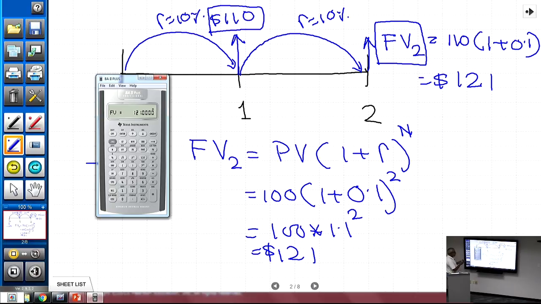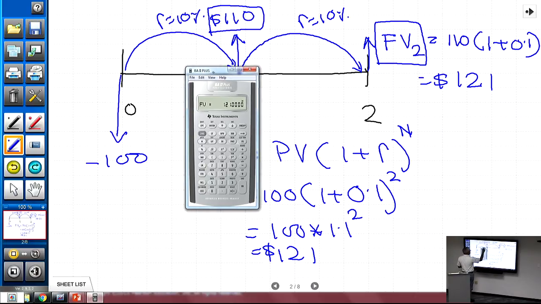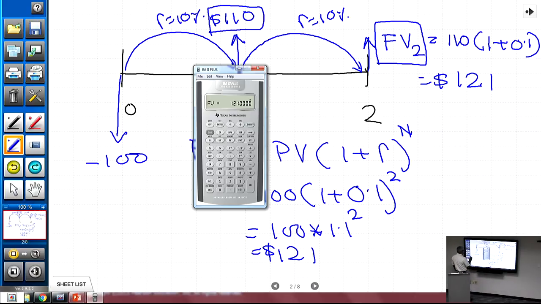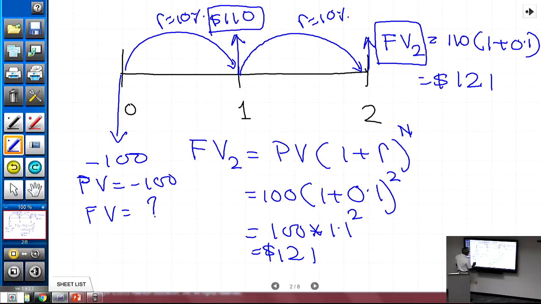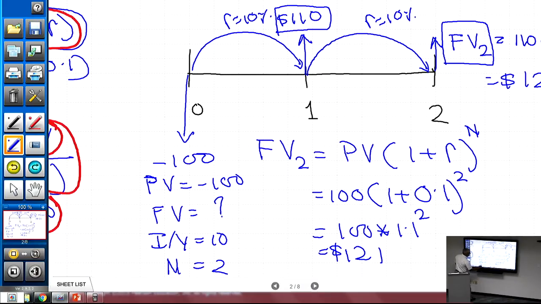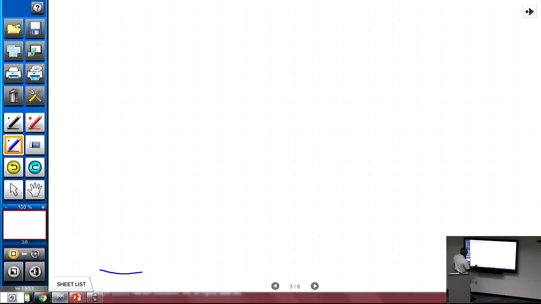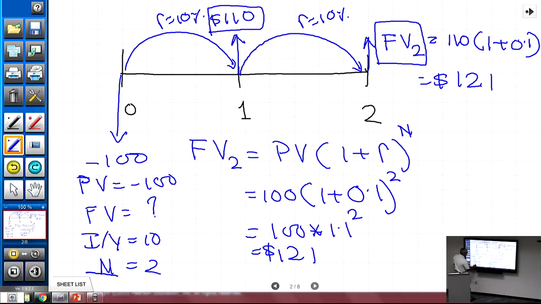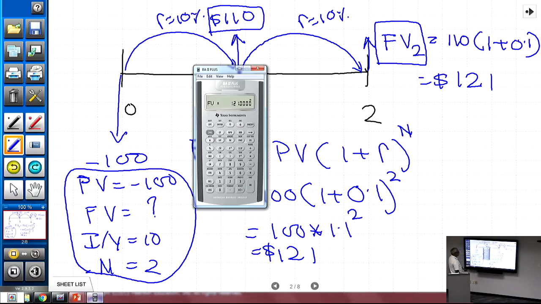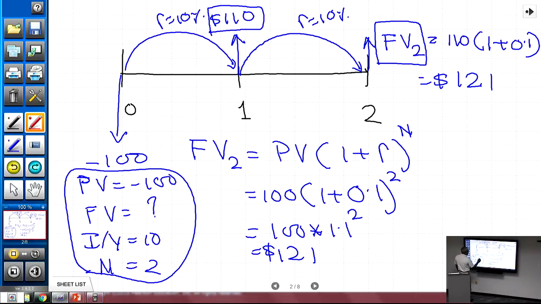So I can easily use the financial calculator. And if I'm using the financial calculator, I want to make it a habit to still write out the variables every time. Present value is 100. So you can always go back and check what type of entries you made. Future value, that's what you have to calculate. IY is 10 and N is 2. Those were your input variables that you had in your financial calculator, and that gave you a future value of 121.